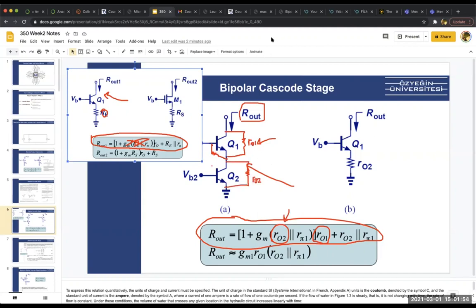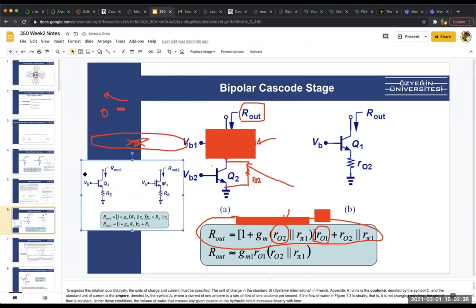If Q1 wasn't there, we would be seeing this one. Basically, the circuit will be this one. But now when we add Q1, the resistance is getting boosted by ROUT1. When you do the small signal analysis, you'll understand much better why and how. But as I mentioned, you are stacking these transistors and increasing the output resistance. So that's why we are using cascodes.